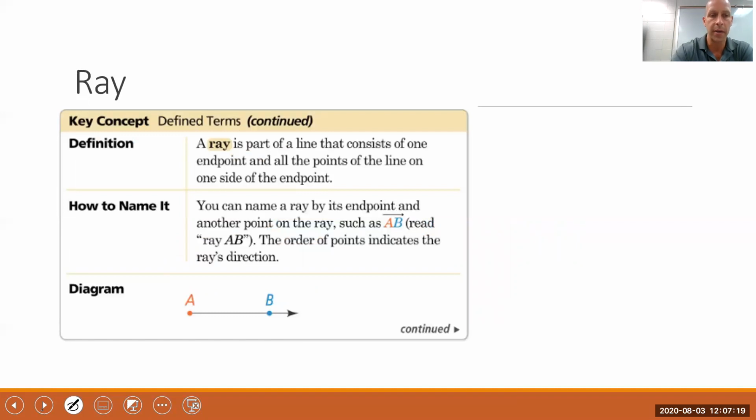Now we have a ray. Here's a diagram of a ray. A ray is again part of a line. It consists of an endpoint and all the points that go on one side of that line. For example, this point here, point A, is an endpoint. We start at A and then we go in the direction of B, so we call this ray AB. It starts at A and it goes towards B.